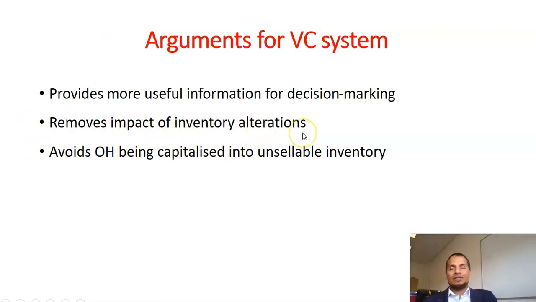It removes the impact of inventory alterations. Whether the inventory increases or decreases, this doesn't impact the profitability. It avoids overhead being capitalized into unsellable inventory. So if there is more or less inventory, it's not being capitalized, it's not being recognized as the cost of inventory. So the fixed overhead is not charged on the product, and that's why the cost is not being recognized as an asset for the current year. It is not being carried forward, right? And that's why this information is real and actual when making decisions.